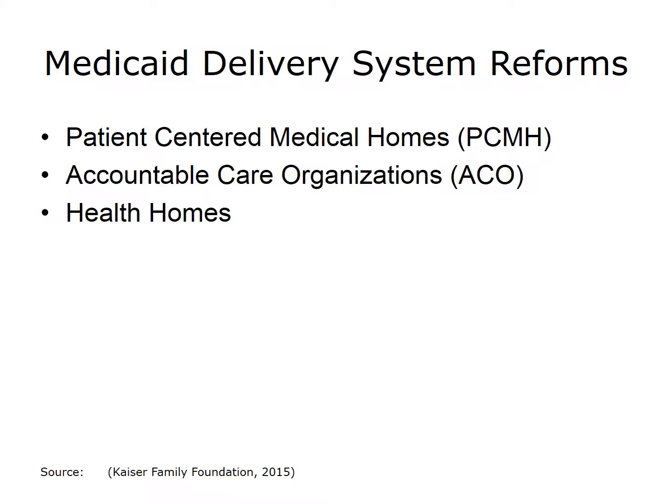Health homes are defined in the ACA and are aimed at Medicaid beneficiaries with multiple chronic conditions, including mental illness. Medicaid health homes must provide the following services: comprehensive care management, care coordination and health promotion, transitional care, referrals to community and social services, patient and family support, and use of health information technology. States with health homes receive additional funding from the federal government for those beneficiaries.